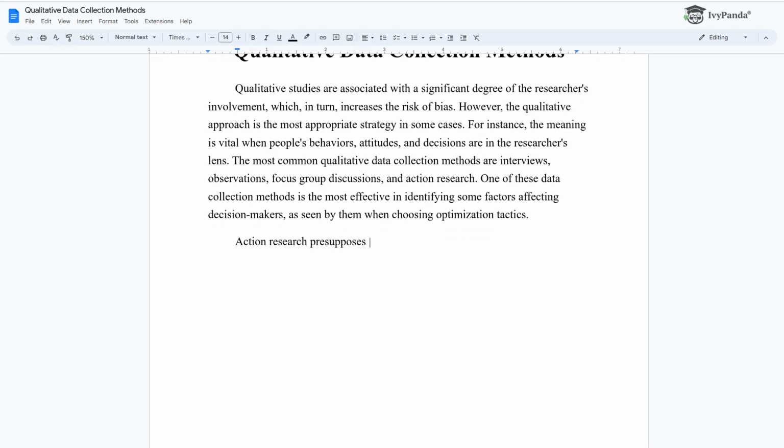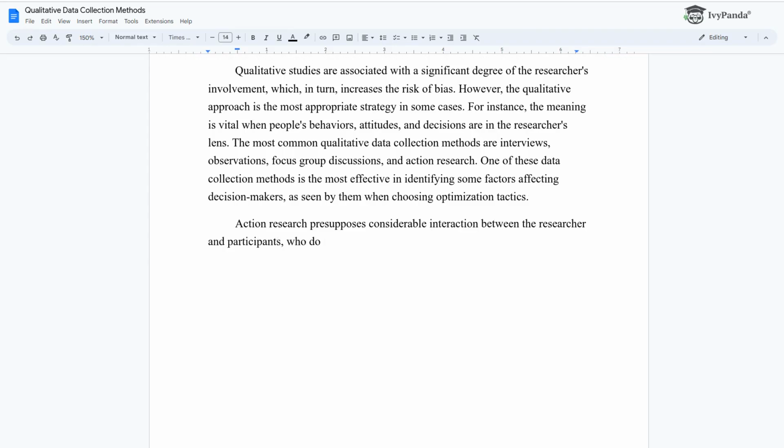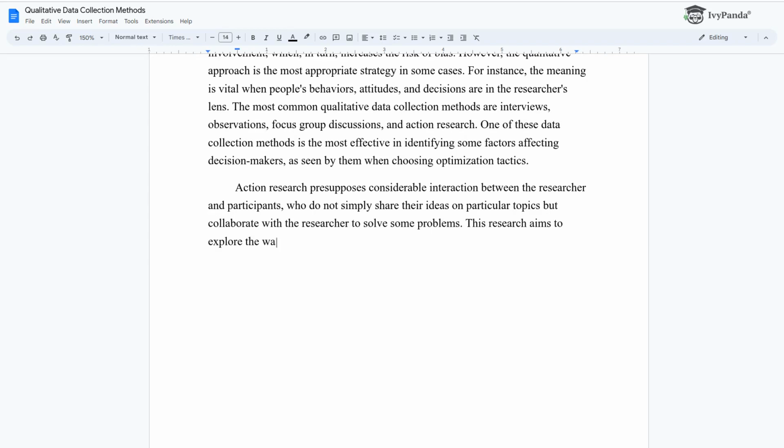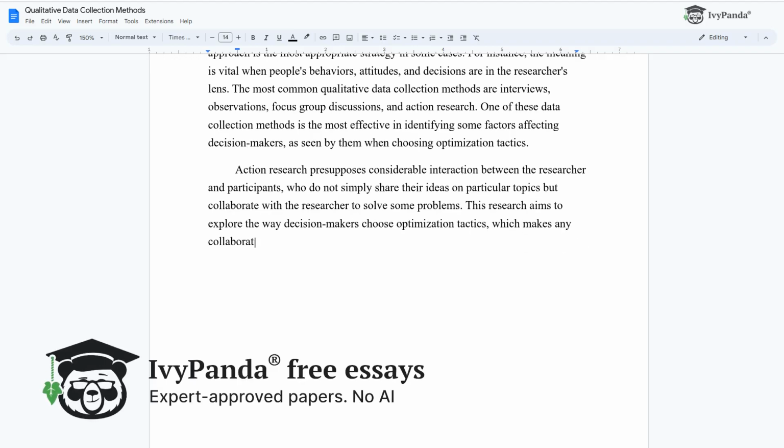Action research presupposes considerable interaction between the researcher and participants, who do not simply share their ideas on particular topics but collaborate with the researcher to solve some problems. This research aims to explore the way decision makers choose optimization tactics, which makes any collaboration with the researcher unnecessary and even harmful.